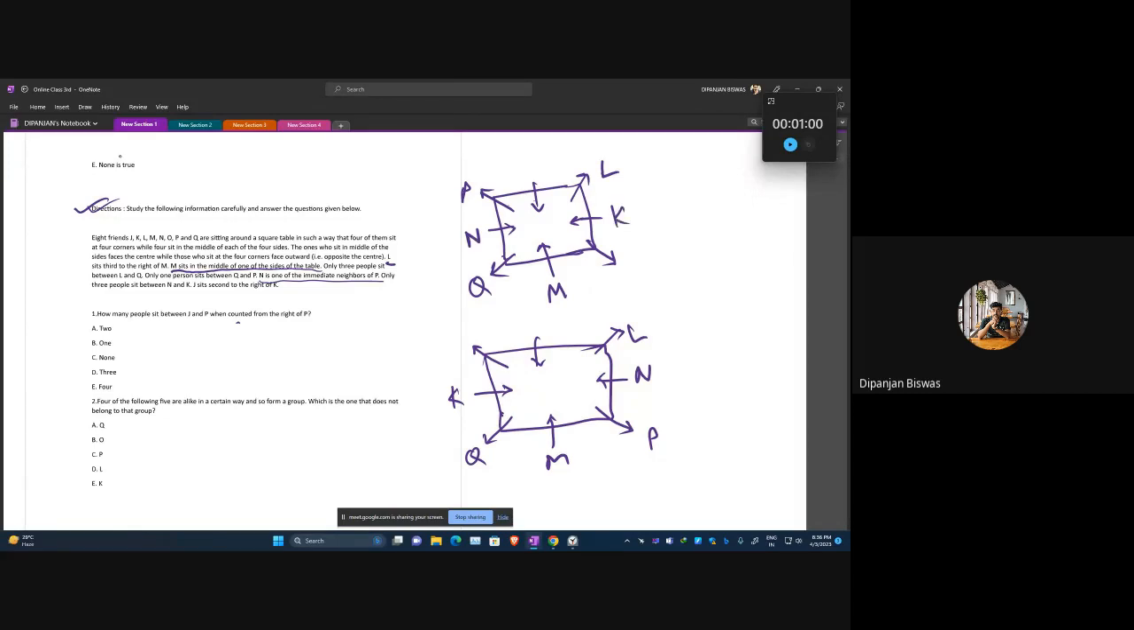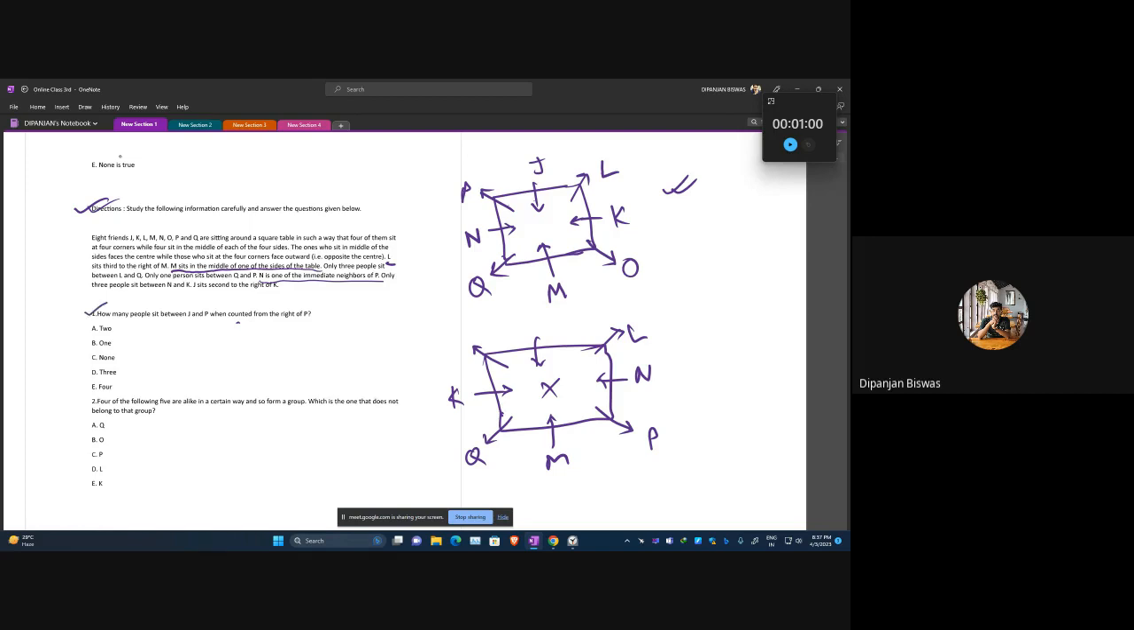In the last statement, we are given J sits second to the right of K. So here should be J. Let us take these possibilities. Here, the second to the right position of K is already occupied, so it is being cancelled. Only one place is left out. I think O is missing, so let us put O here and we have a complete seating arrangement. I hope this is clear to everyone.